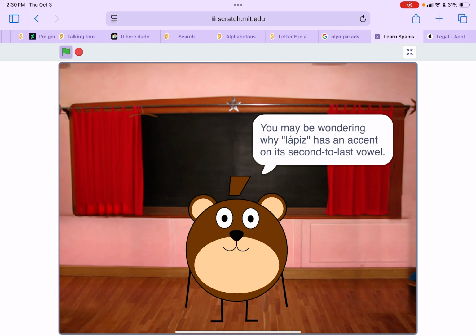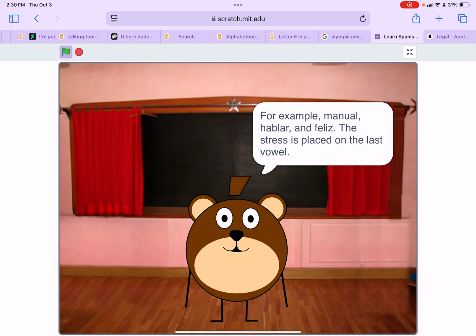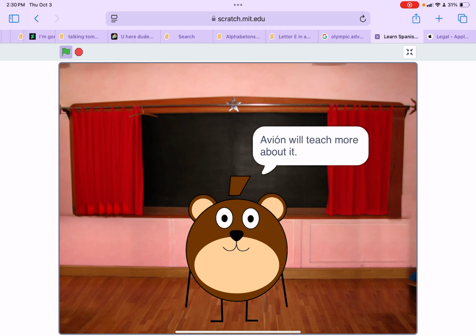You may be wondering why lápiz has an accent on its second to last vowel. Well, it's because if a tildeless word ends in L, R, or Z, then the stress is placed on the last vowel. For example, manual, hablar, and feliz. The stress is placed on the last vowel. So, if lápiz never had a tilde in the first place, then they would have the stress. Avion will teach more about it.